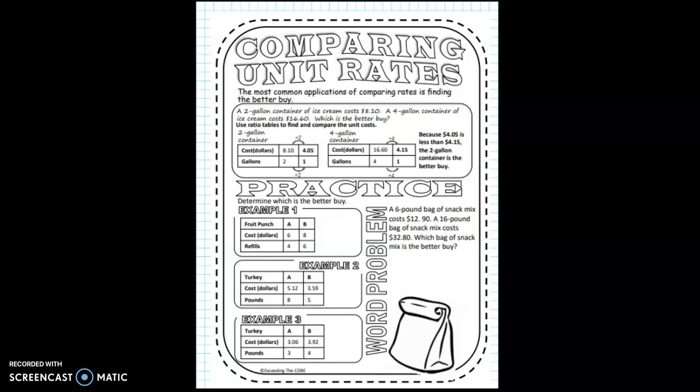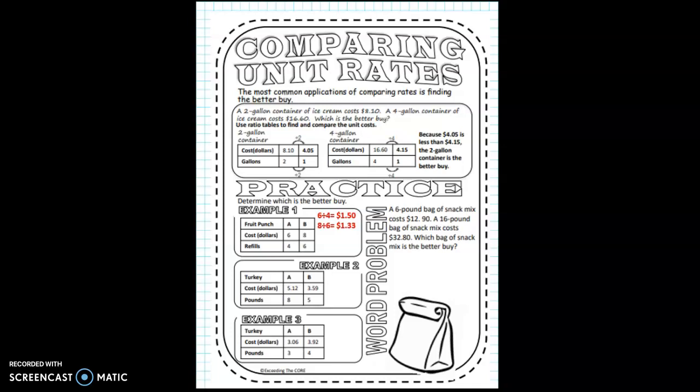Here's another example for fruit punch. Version A costs $6 for 4 refills, or version B costs $8 for 6 refills. We're going to repeat the same process, taking the cost divided by the quantity. So 6 divided by 4 and 8 divided by 6.